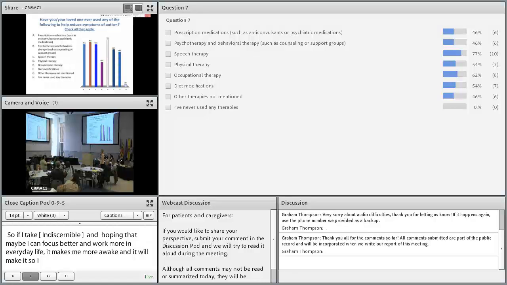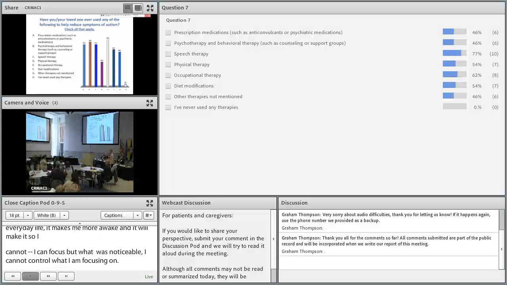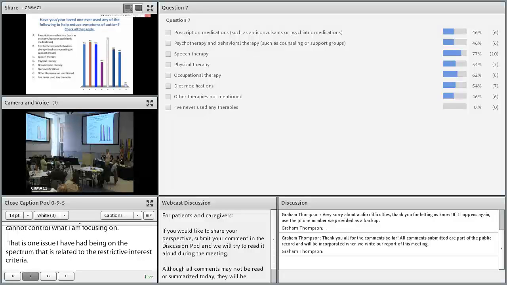And that's one issue that I've had being on the autism spectrum. It's related to the restricted interest criteria, I think. So what I found is that now if I do take the methylphenidate, then I can focus even better on what I'm good at focusing on already. And that's not a bad thing, but it's also treating one aspect of an attention symptom and not another.